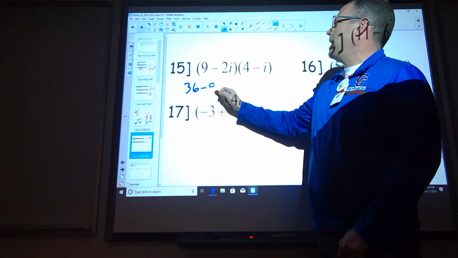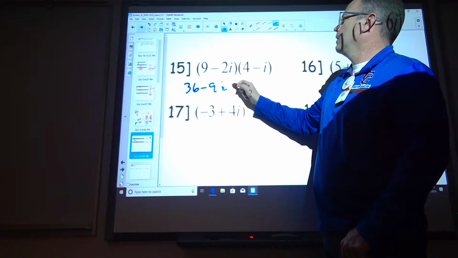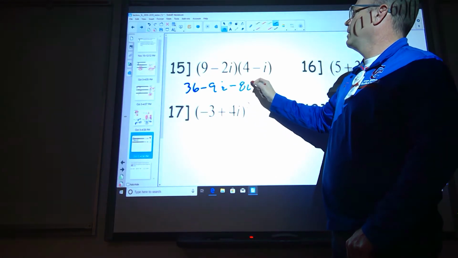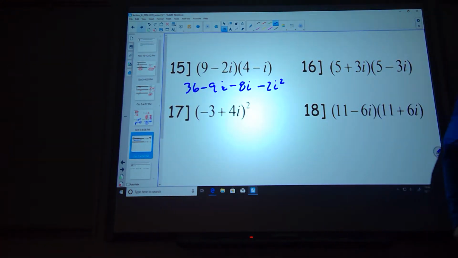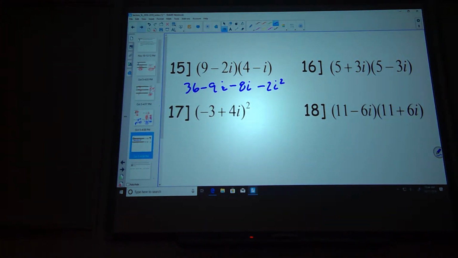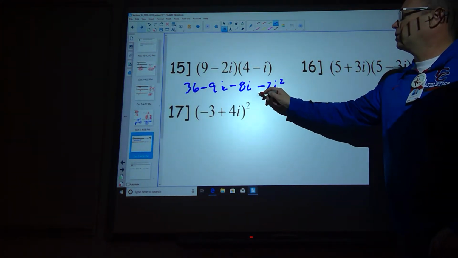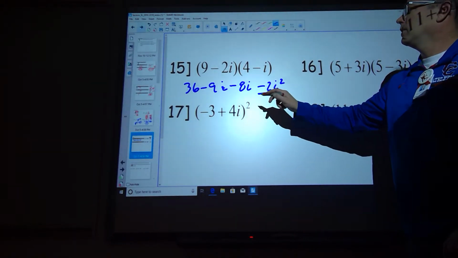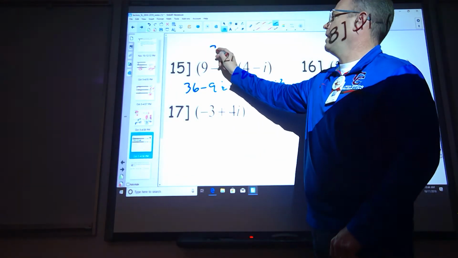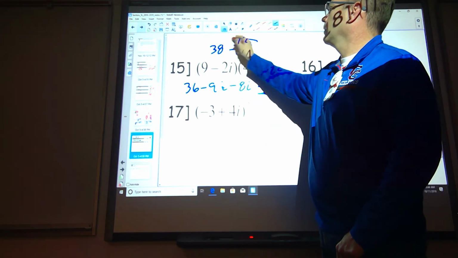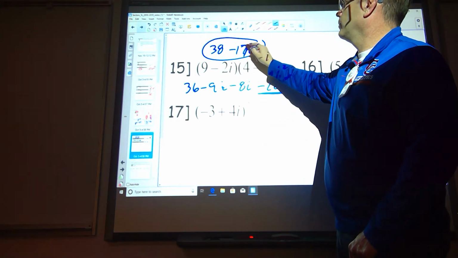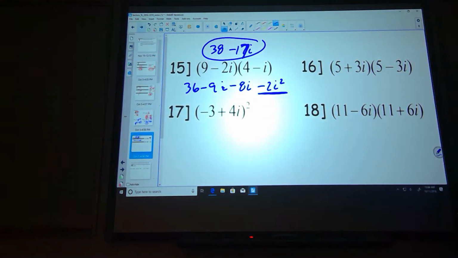All right. 36 minus 9i minus 8i minus 2i squared. Oh, don't even get to the matrices. That's great stuff. All right. What is this? It's supposed to be 2. Plus 2i, so I get 38 minus 17i. Yep. All right, that's a 7. 17? Yeah. Wait, no. Yes.